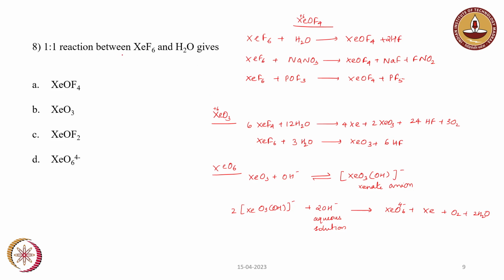So here the question was: 1:1 reaction between XeF6 and H2O gives. That's our first reaction. So it gives XeOF4 and HF. So the answer is option A, XeOF4. And if there is a 1:3 ratio, then it will form XeO3.